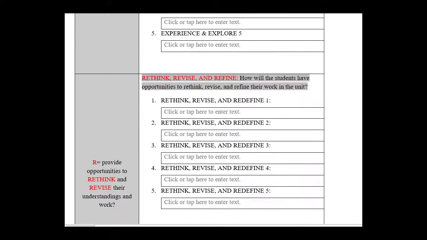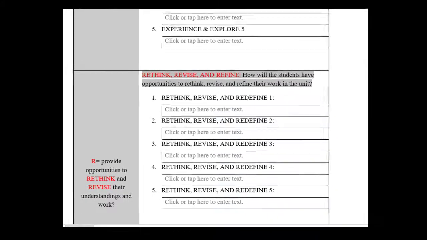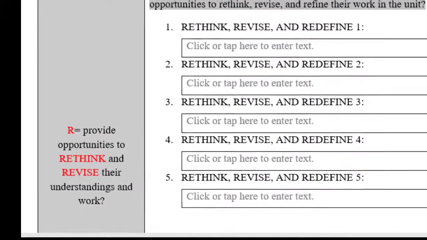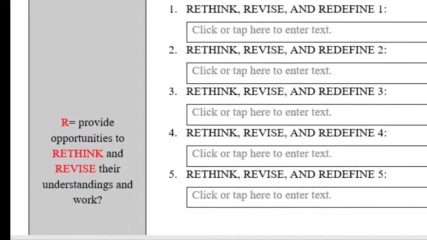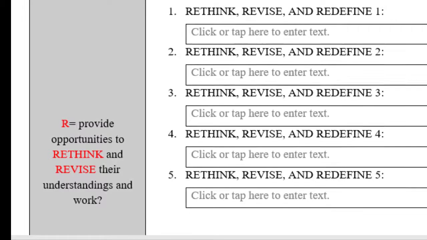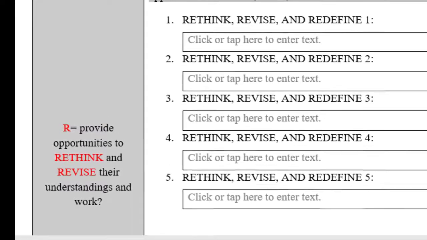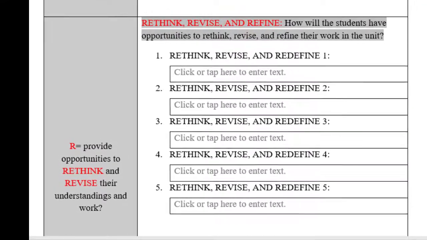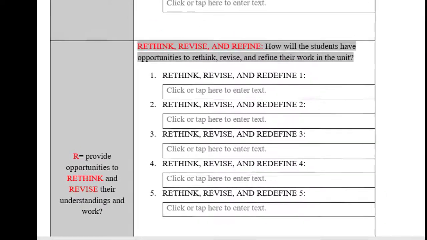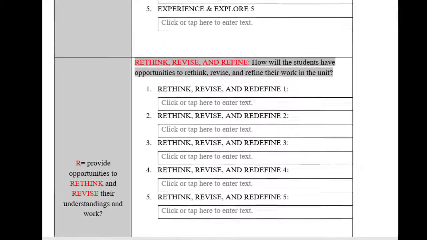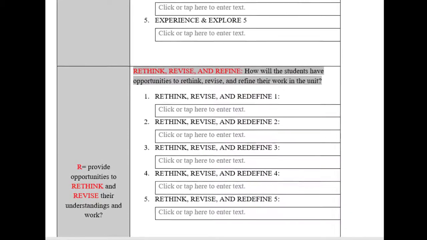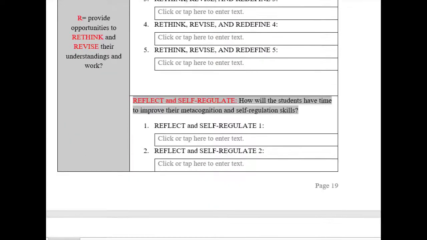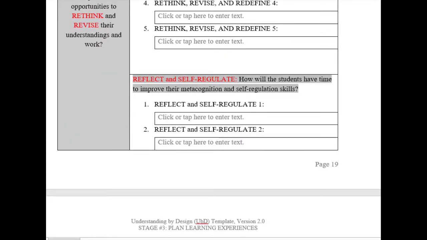Okay, then we're going to move on to our R, which is rethink, revise, and redefine. So this is where students are going to really take a deep dive into the information that they've learned, possibly encourage them to take a different side, look at it from different views, give them the opportunity to meet in some peer critique groups or some practice sessions, to really try to put into works the information that they've used. And then we're going to encourage them to reflect and self-regulate.